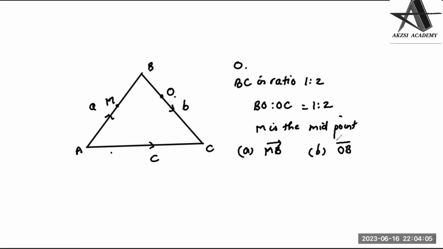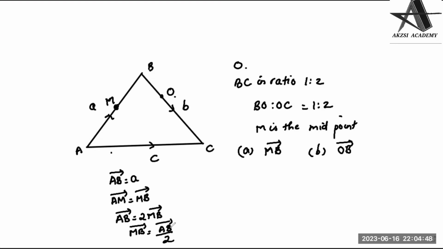O to B. If they have given M is the midpoint, first thing is clearly I have to calculate A to B, which is already given. A to B is A. If M is the midpoint, that means vector A to M is equal to vector M to B. Or I can say that vector A to B is equal to twice of vector M to B, or simply vector M to B is half of vector A to B. Vector A to B is A, so vector M to B is A by 2.